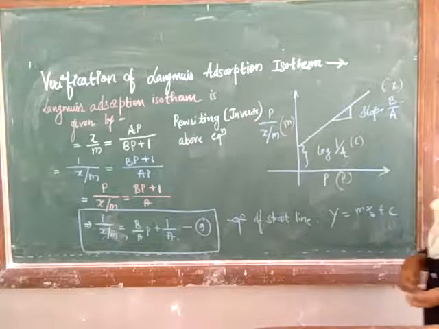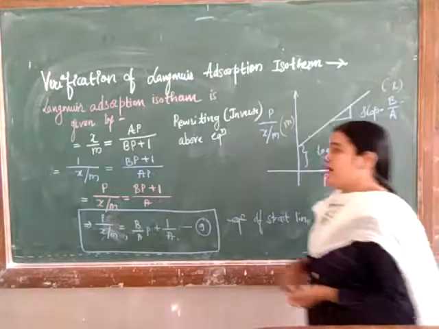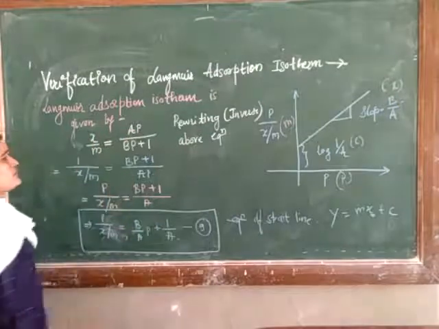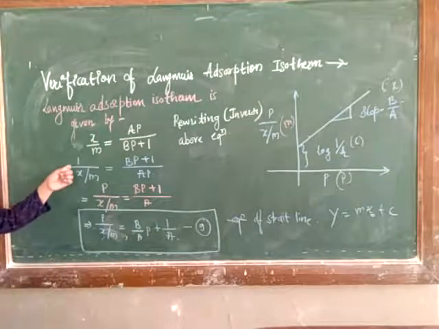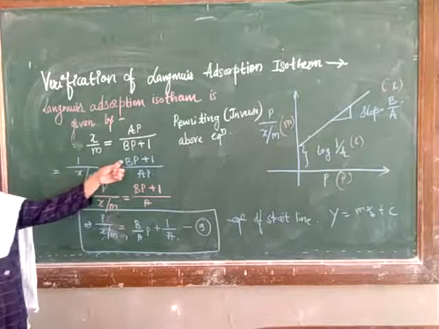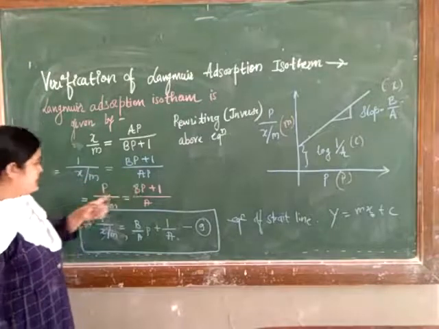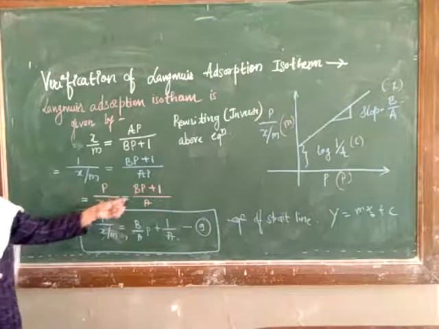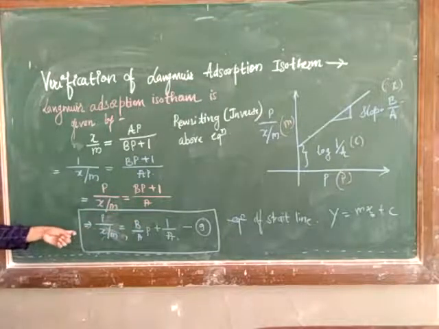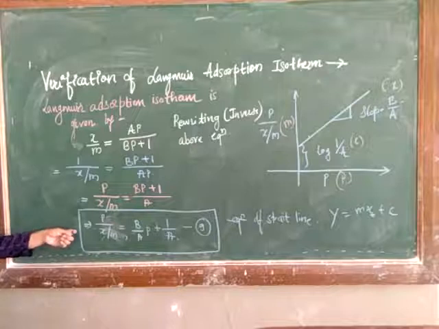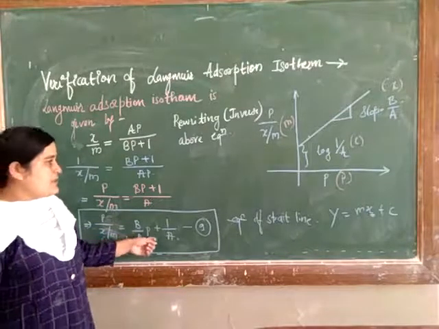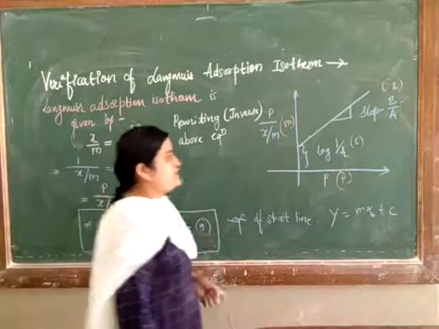The linear adsorption isotherm is given by the equation x upon m is equal to AP upon BP plus 1, isn't it? So inverting or rewriting the above equation, we get 1 upon x upon m is equal to BP plus 1 upon AP itself. So P upon x upon m is BP plus 1 divided by A. We have to get this equation in the form of a straight line: P upon x upon m is equal to B upon A into P plus 1 upon A. This is our equation number 9.